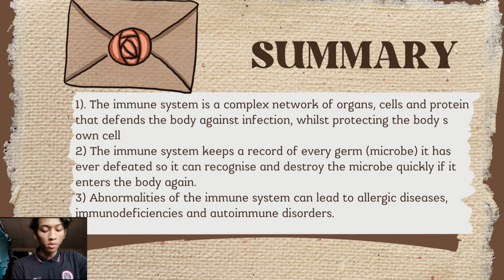Third, abnormalities of the immune system can lead to allergic disease, immunodeficiency, and autoimmune disorders. As we know, we have two defenses, and without both we will easily get sick because we don't have a defense to protect our body.